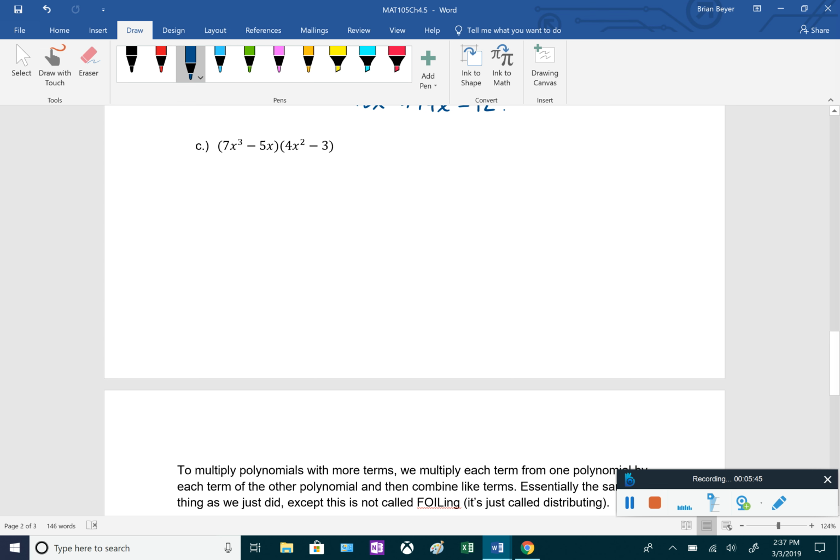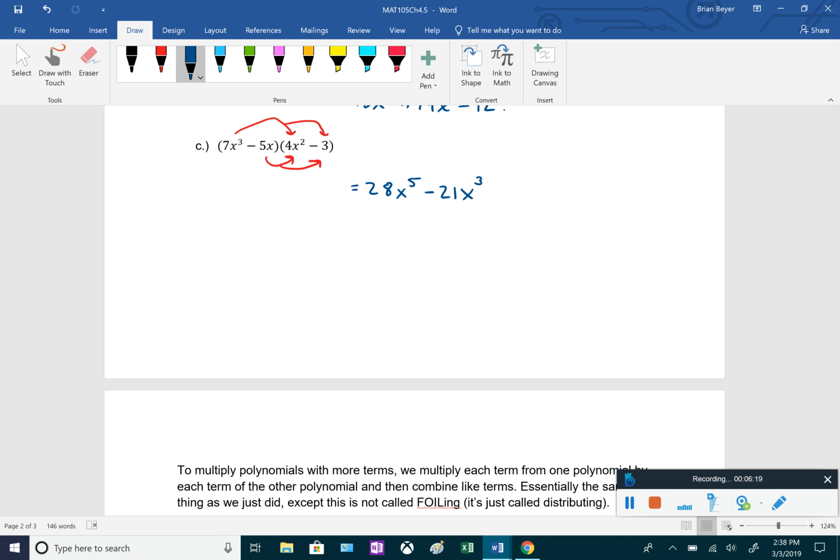And then next one for this one, we have 7x cubed minus 5x times 4x squared minus 3. So we're going to distribute the 7x cubed and then distribute the negative 5x. So we do have to watch out for plus or minus signs, positive and negative signs. So distributing the 7x cubed, that's going to be 7x cubed times 4x squared is 28x to the 5th. So don't forget, the exponent rules, we have to add the exponents. 7x cubed times negative 3 is going to give us minus 21x cubed.